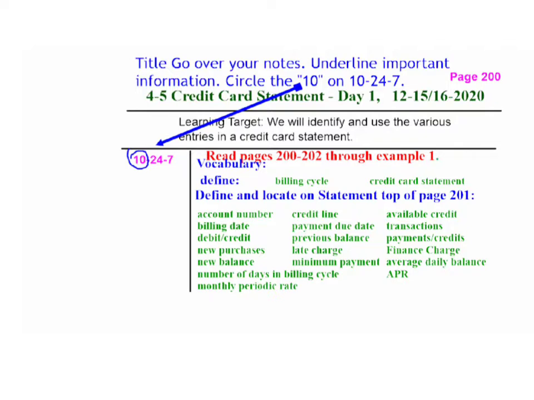Okay, go over your notes, underline important information, and then circle the 10 on your 1024/7.